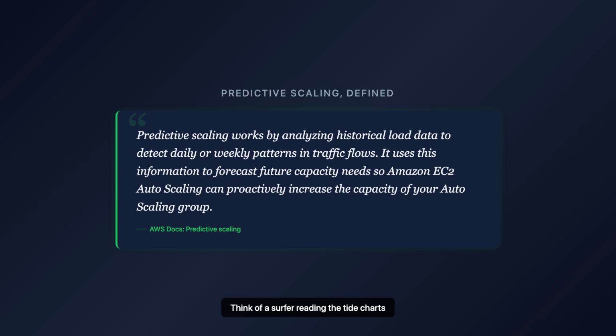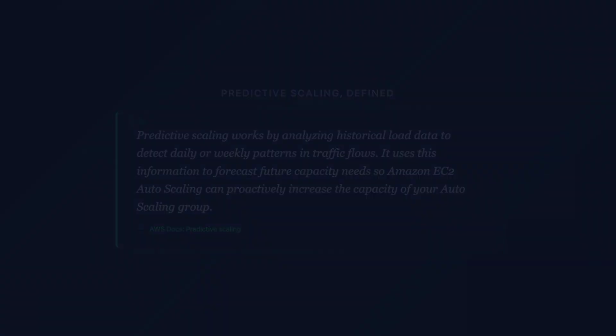Think of a surfer reading the tide charts and positioning for the wave before it breaks, rather than paddling frantically after it's already crested. Dynamic scaling is the frantic paddler. Predictive scaling is the surfer who planned ahead.